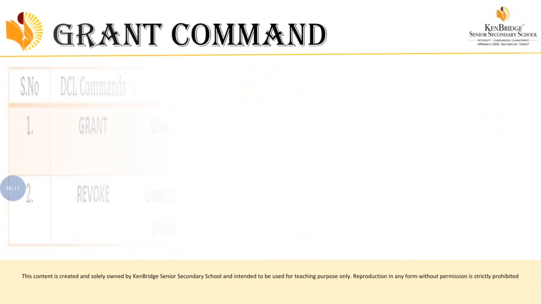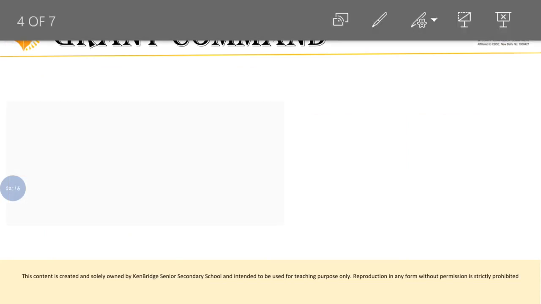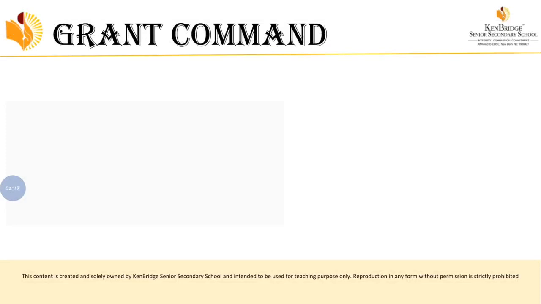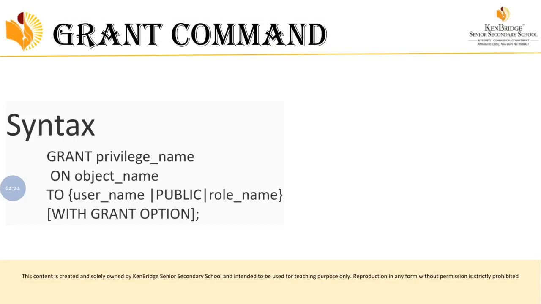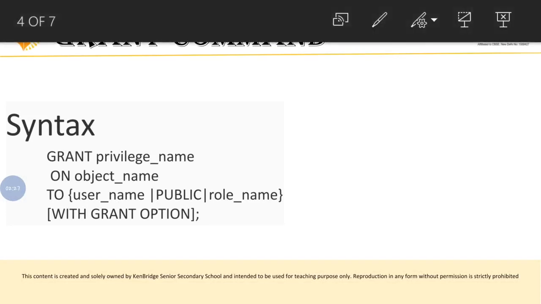Let's see in a detailed way. Okay, so first we are going to see about the grant command. Just look at here, this is the syntax of the grant command, that is grant privilege name. Privilege name means which action they can do. It can be create or drop or truncate, like that. Whatever actions they may do in the database comes under privilege name.